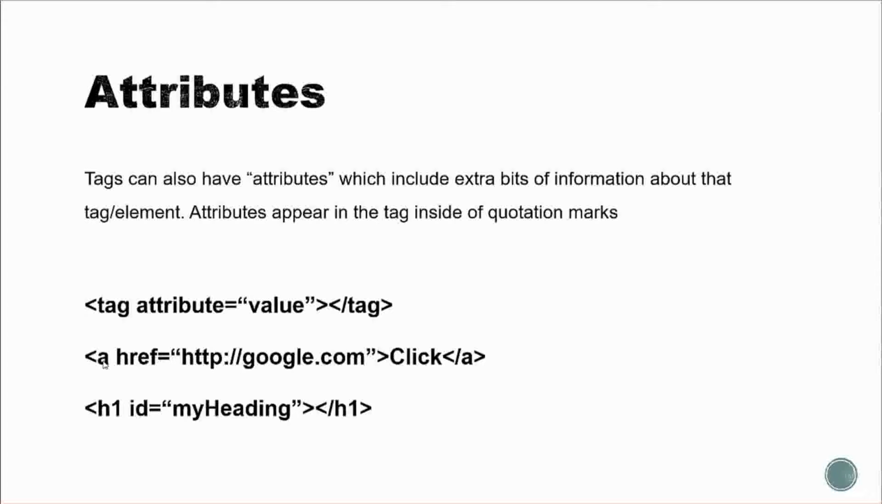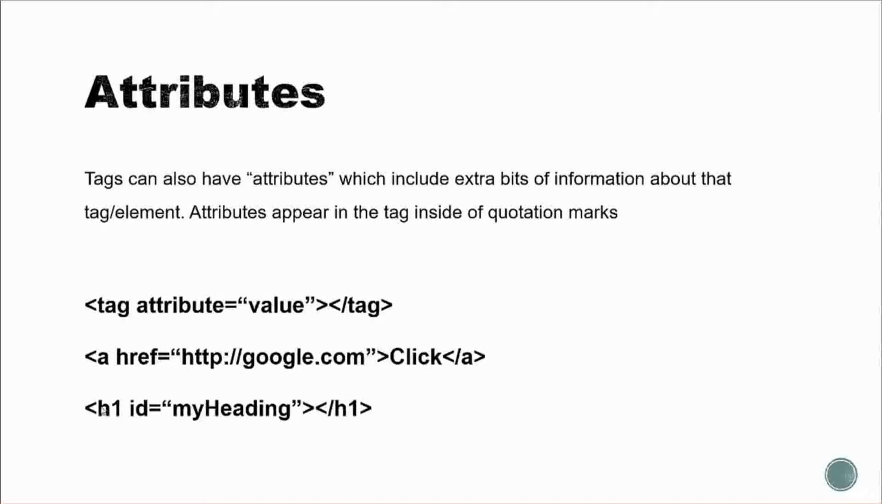So in this example here, we're using an A tag, which represents a link, and we have an attribute called href, and we're setting that to google.com. So that's how we can get the browser to know that this is a link going to google.com. Now, attributes can use double quotes or single quotes, but usually you're going to use double quotes. That's what you'll see for the most part, but single quotes will also work.